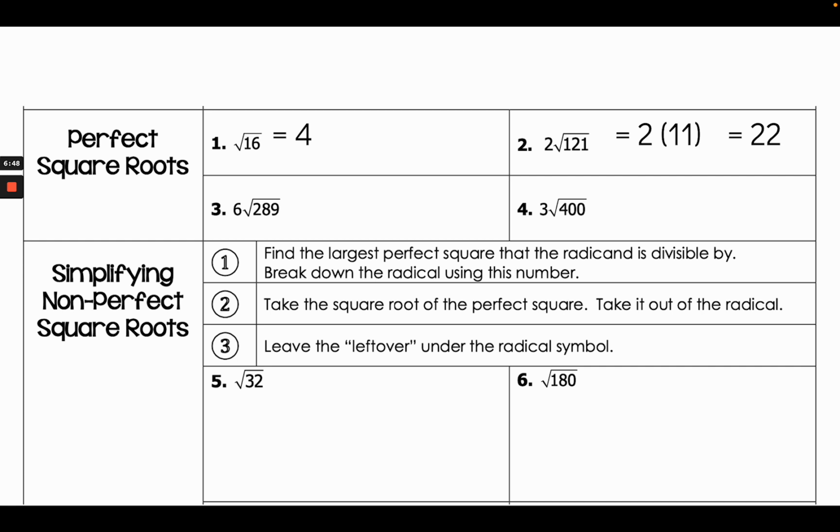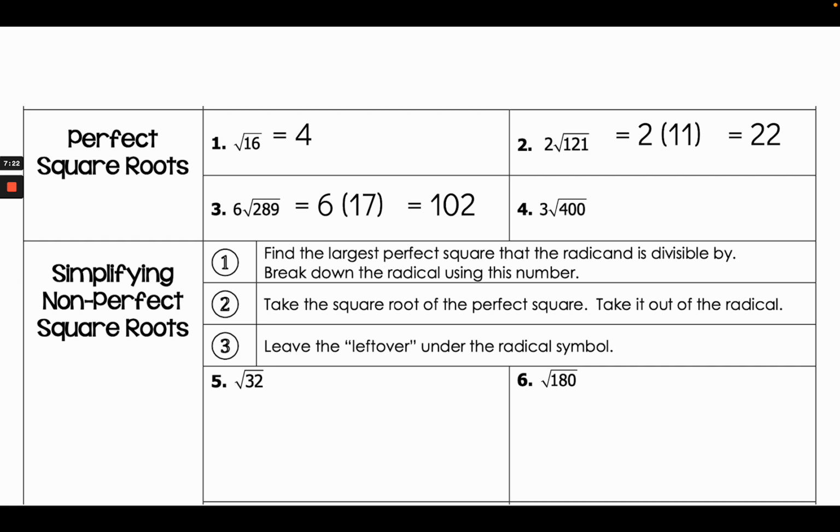Okay, let's go to number 3. Again, we have 6 square root 289, and this means 6 times the square root of 289. So I'm going to separate them out. I'm going to put first 6, and then in my calculator, I'm going to figure out what is the square root of 289. You should have seen that it is 6 times 17, because 17 times 17 is 289. I'm going to multiply 6 and 17 together, and I'm going to get 102.